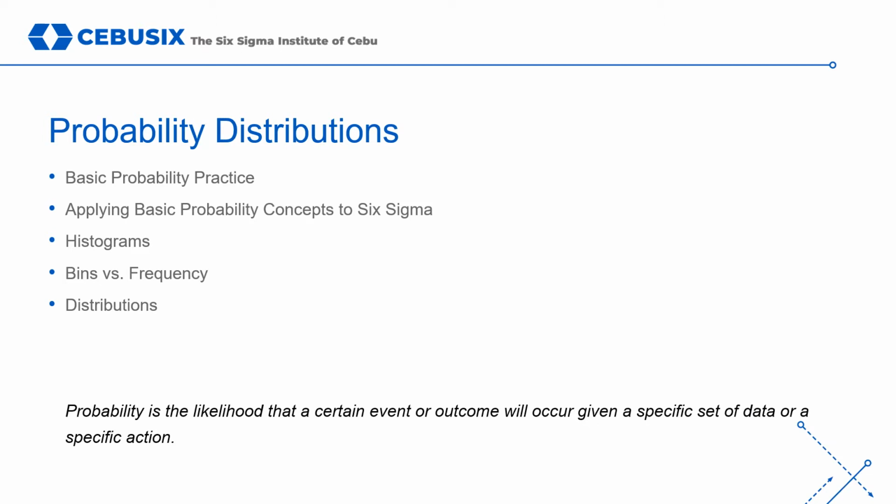Probability is the likelihood that a certain event or outcome will occur given a specific set of data or a specific action. In this section, we are going to discuss probability distributions. When discussing basic probability, we talk about outcomes and events. The outcome is the result of one trial, if you flip the coin once, or you randomly select a single item from the sample.